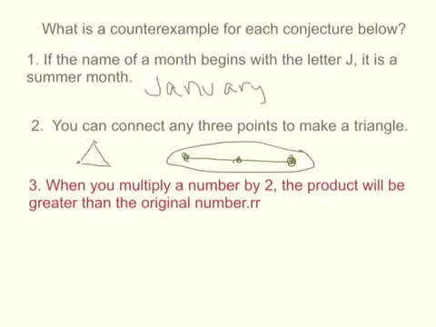The last example says that when you multiply a number by 2, the product will be greater than the original number. And I don't know where those 2 extra r's came from, so I apologize. But let's think about it. So 4 times 2, that's 8. 8 is greater than 4. Perfect. 20 times 2. Well, that's 40, and 40 is bigger than 20, so perfect. And if I keep choosing more numbers that are greater than 0, then I would find that every number I choose greater than 0 would satisfy this conjecture.